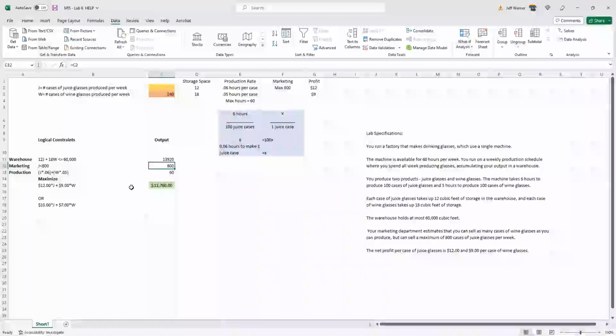The answer is, again, given these constraints in our factory, the maximum sales revenue that we can bring in is $11,760.